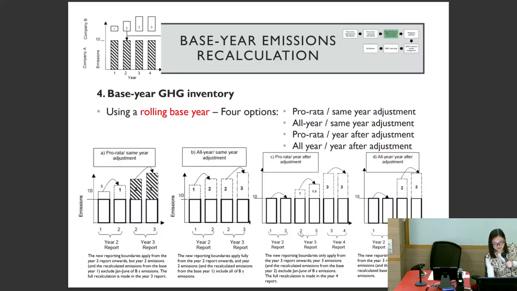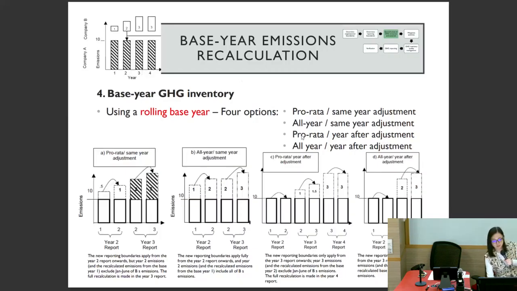Okay, the third type is the pro rata year after. Year after means that the acquisition happened this year, but I just ignore it. I will account for the acquisition only next year. So it is year after. You see what I mean? Company A acquires Company B in year 2, but they just ignore it. They will account for the emissions only starting year 3.